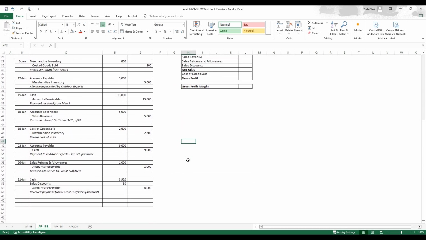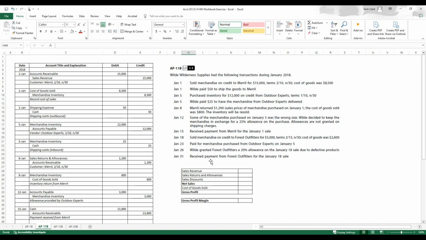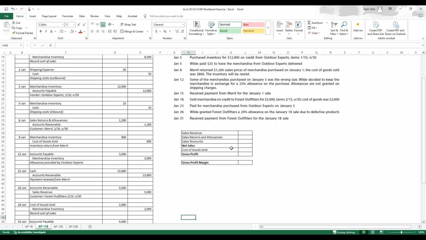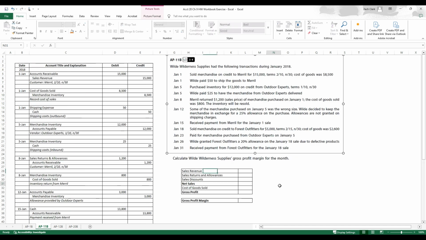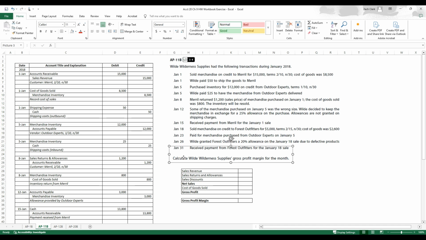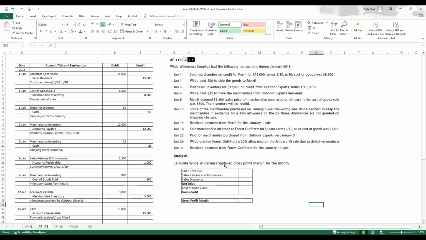So now there's one final piece of this problem to do, and that is the portion where it asks us to analyze. Oops, I kind of covered it up there. Let me pull that back up so you can see it. It asks us to calculate Wild Wilderness Supply's gross profit margin for the month. So what we need to do is go through and pick out all of our different components to get gross profit, and then figure out gross profit margin from that.